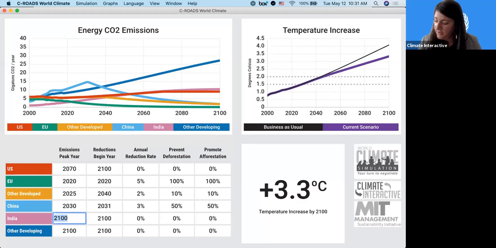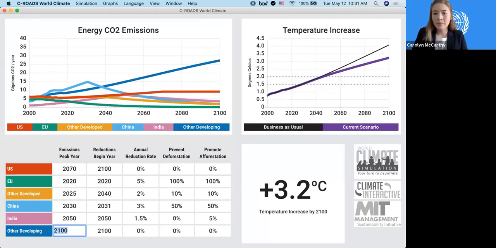India, wanting to peak and start reducing in the year 2050 at a rate of 1.5%. Again, we're seeing that pink line start taking a fall, which is great to see. And they're not able to commit a deforestation effort, but they are able to commit 5% in afforestation efforts.